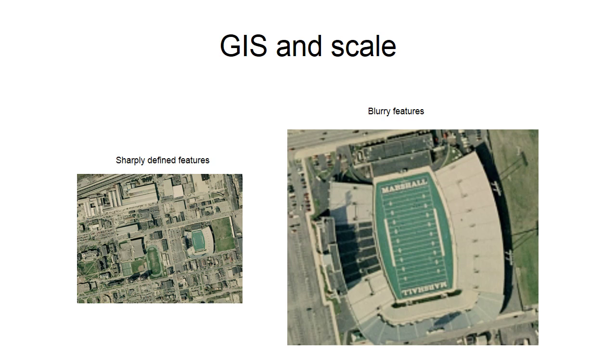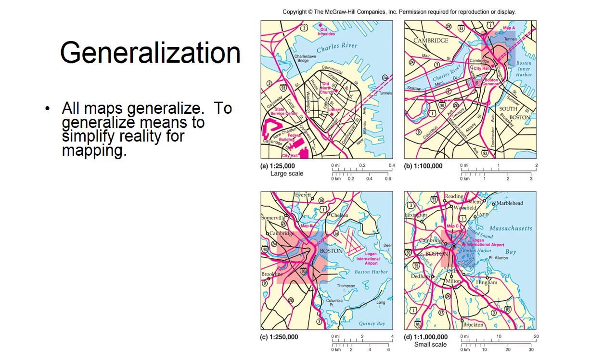Satellite or aerial photos also have appropriate scales for their use. If you zoom in too much, you begin to see pixels that comprise the image. GIS data therefore must be selected at a scale appropriate for your finished map.